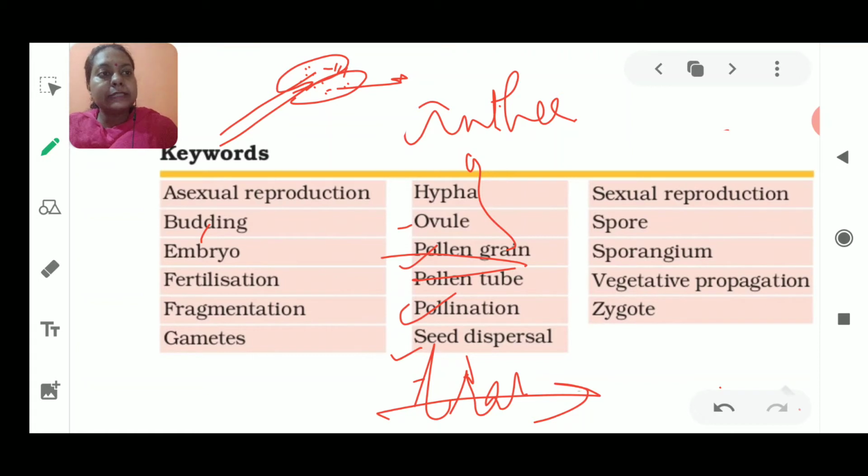Okay, and the next word which we need to discuss is sexual reproduction. Sexual reproduction is a process of reproduction, or it is the way by which a new plant is going to be produced with the help of seeds.